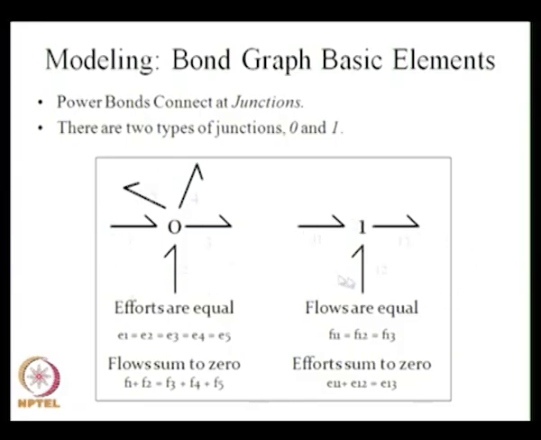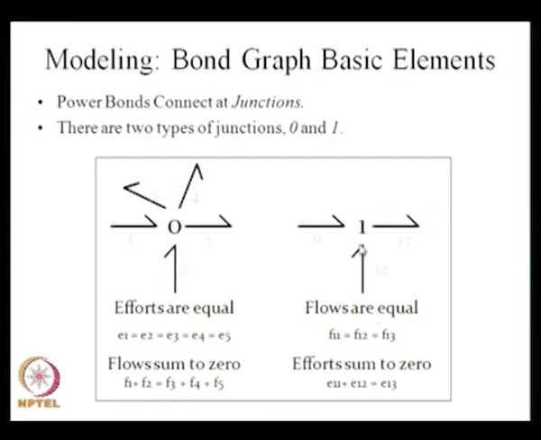Then you have another junction called the 1 junction. The difference between 0 and 1 is that 0 is a common effort junction, but 1 is a common flow junction. Here the flows are equal. The flows in these 3 bonds, that is 1 1, 1 2 and 1 3, are all equal. So F11 is equal to F12 is equal to F13. All the flows are equal here and efforts sum to 0. You can see 11 and 12 are coming to this junction and 13 is going out. So E11 plus E12 is equal to E13. So that is the 1 junction.